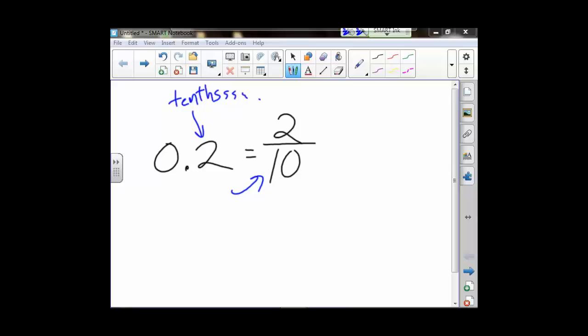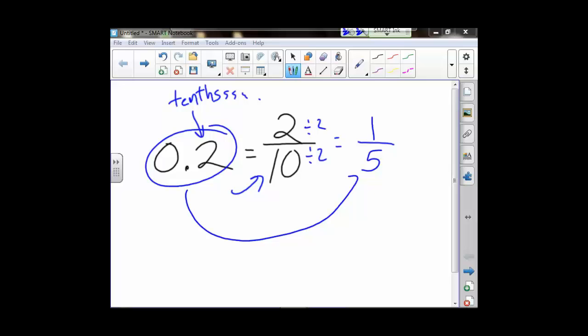Is there a number that goes into both 2 and 10? Yes, sir. 2. So how many 2s can I find in 2? 1. And how many 2s can I find in 10? 5. Now I may have asked that in a very confusing way, and I apologize for that. Another way I could have said, what is 2 divided by 2? And it is 1. And 10 divided by 2 is 5. And so therefore, 2 tenths as a decimal is actually 1/5 as a fraction.